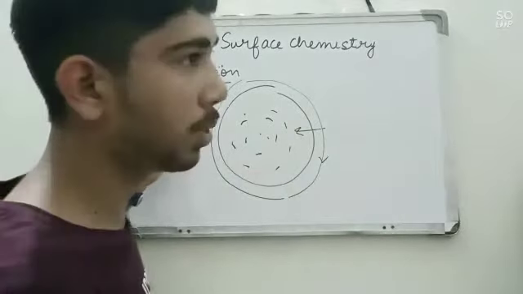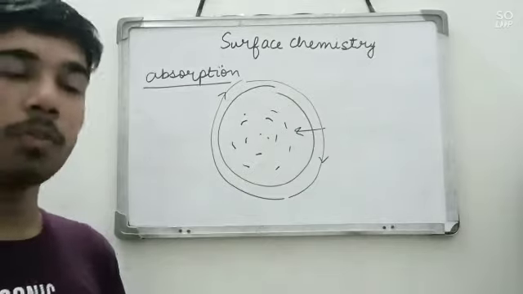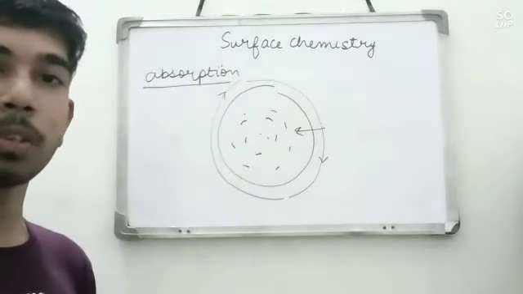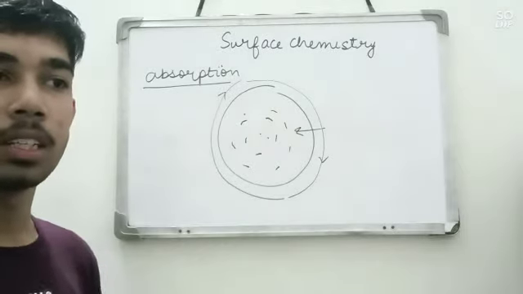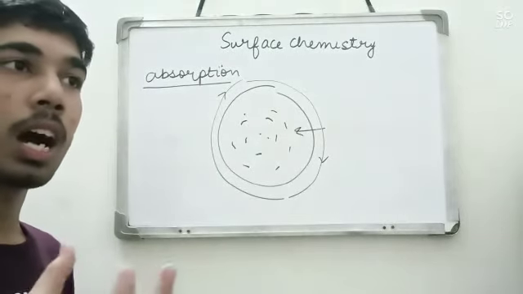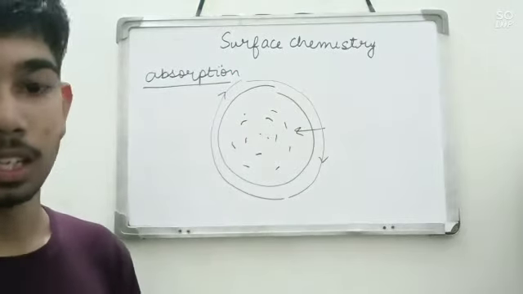This is called absorption. Like a sponge, it is a solid, but when we put water on it, it absorbs the water. The water molecules are more in the bulk than on the surface.